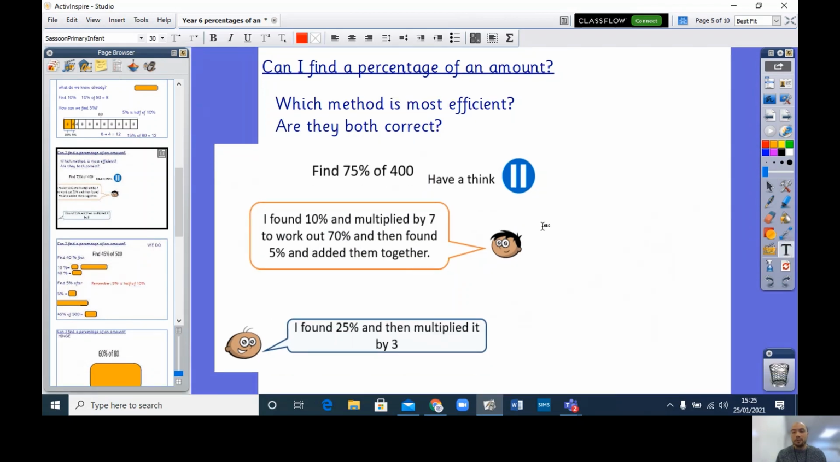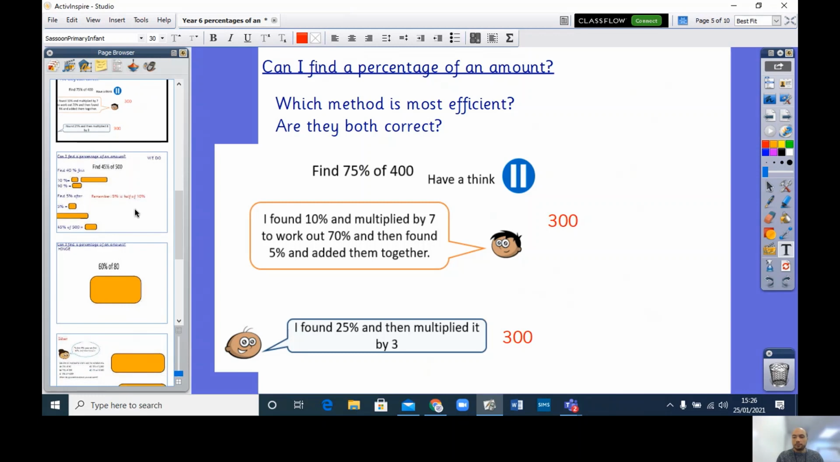This person at the top here. So hopefully you got 300. This person found 25%. So remember, divide it by 4. So they halved it and halved it again. So that equals 100. And then they multiplied 100 by 3. So their answer should have been 300. So both methods are correct. So we're just showing you that there is more than one method. So you can use whatever you're most comfortable with, okay, to get that answer quickly. Okay, let's move on.